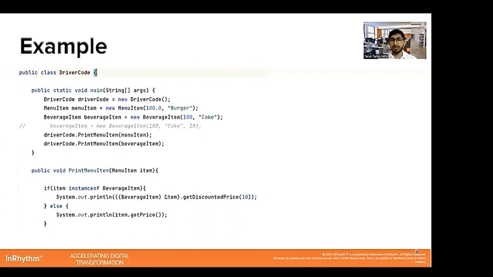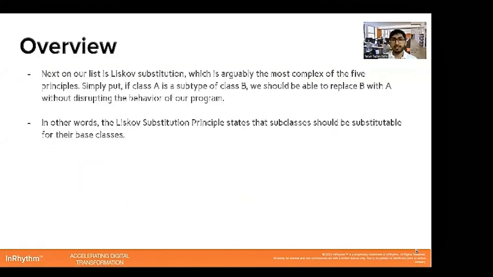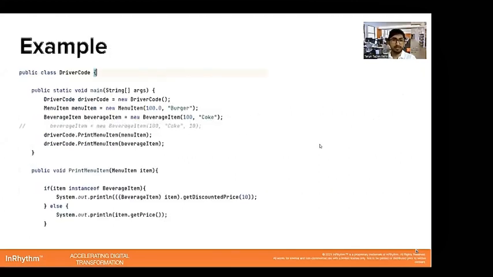But do you see what's wrong here? Let me go back to the definition. Right here, it said class A, the subtype of class B, and we should be able to replace class B with class A without disrupting the behavior of our program, right? Without disrupting. Here, we are disrupting. In an ideal scenario, in the print menu method, all we'd do is just system out print line item dot get price.